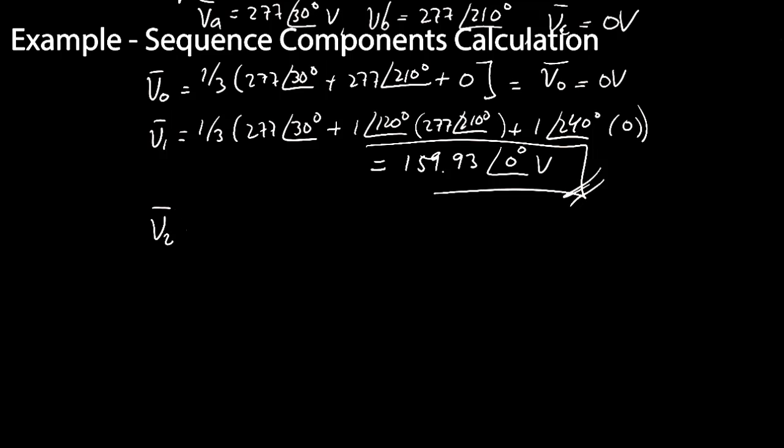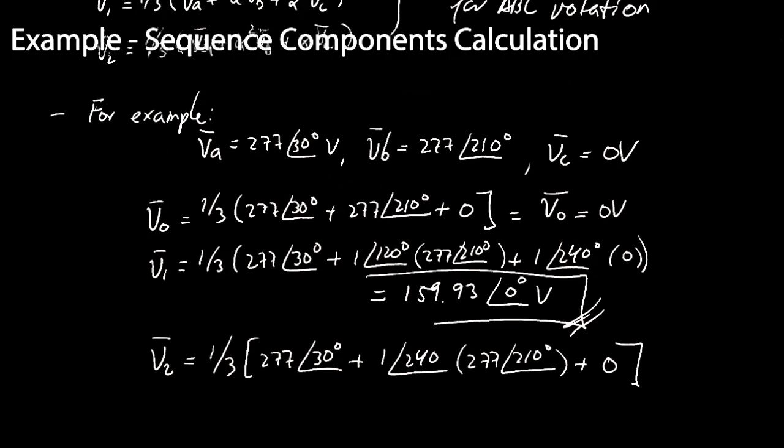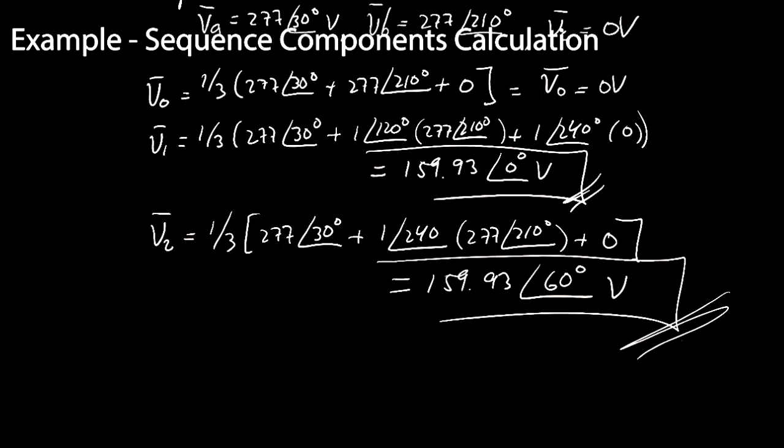And then lastly, we can calculate the negative sequence voltage, which is going to be equal to 1/3 times 277 at 30 degrees for VA, plus alpha squared, which is 1 at 240, times VB, which is 277 at 210 degrees. And then I'm going to say simply plus 0 for VC, but again, the term is really alpha VC, but VC is 0. So if I calculate this, I get that this is equal to 159.93 at an angle of 60 degrees, and this of course is in volts, and this is our answer over here.